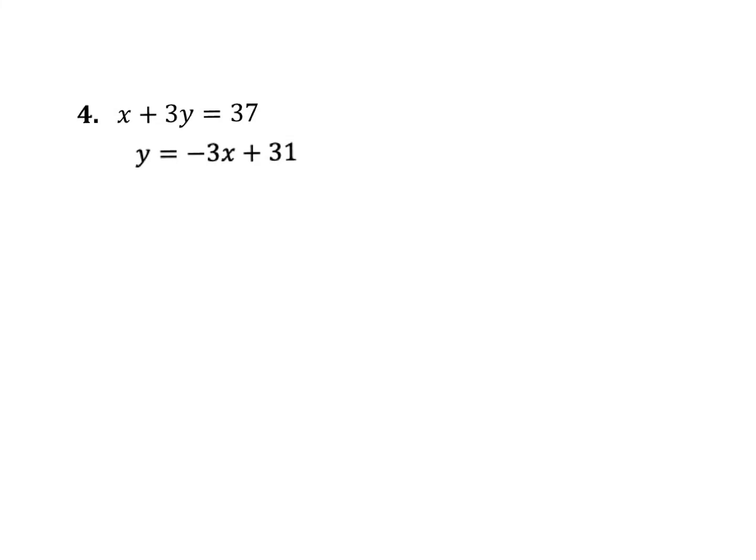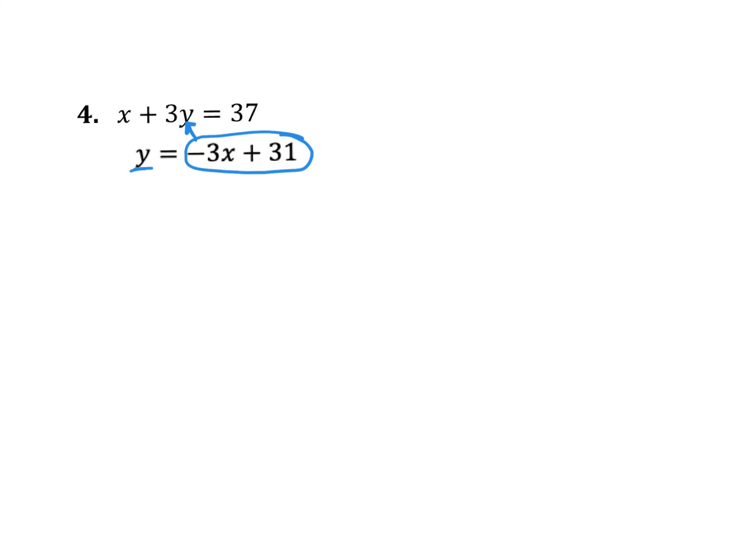All right, question number 4. So I have x plus 3y is equal to 37, and then I have y is equal to negative 3x plus 31. So now notice I have a y that's all by itself. I've got one of the variables all by itself. And so in this one, instead of replacing the x, I'm going to take this, and that gets plugged in to my equation where I have a y.